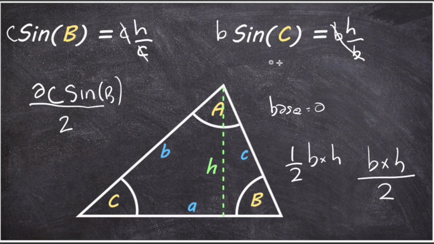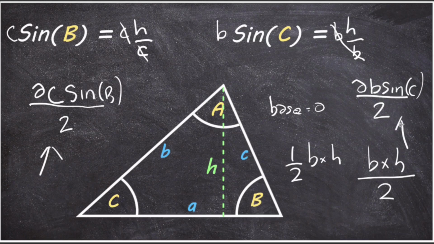Or if we wanted to use sine c, we would then do that again. Everything over 2. Base is still a, because that's the base of the triangle, and then height is b sine of c, which means the area of the triangle is given either by a times c times sine of b over 2, or a times b times sine of c over 2. Now at the beginning of the video, I showed you two formulas and claimed that they can be used to find the area of a scalene triangle, and said that we would prove that.